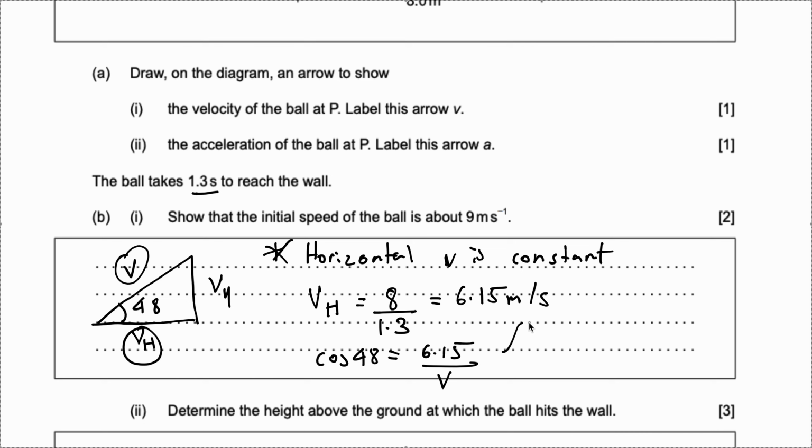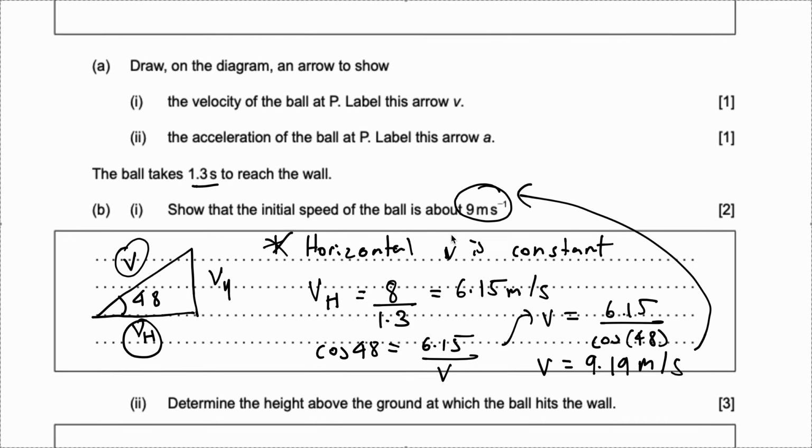And so solving for V, we get V is equal to 6.15 over the cosine of 48. Make sure your calculator is set to degrees. And so if I put this in my calculator, what do I get? Let's see, 6.15 over the cosine of 48. You get 9.19 meters per second. And that's approximately what they want us to show right there.